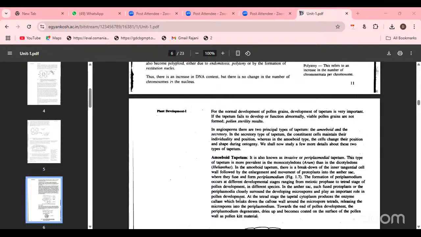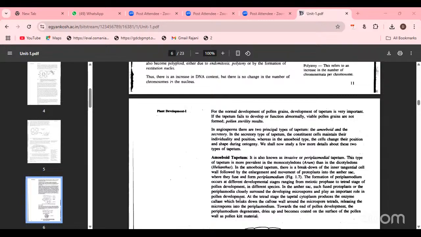It is more prevalent in monocotyledon plants, and the dicotyledon plant is Helianthus.